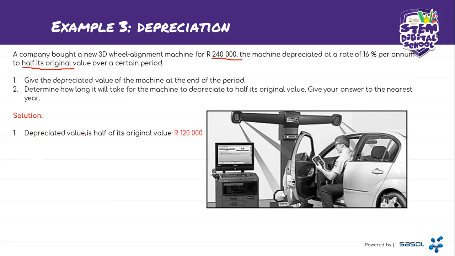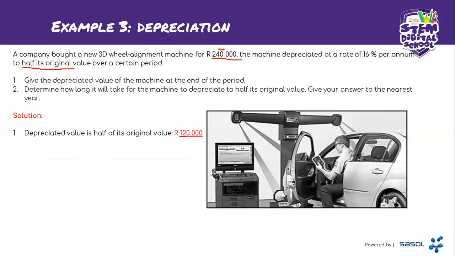The depreciated value is half of its original. It's 120,000. Right. The machine is costing this. It will depreciate to half its original. Original is 240, so half of this is going to give us 120,000. Of course, this is going to be your P, and then this is going to be your A.